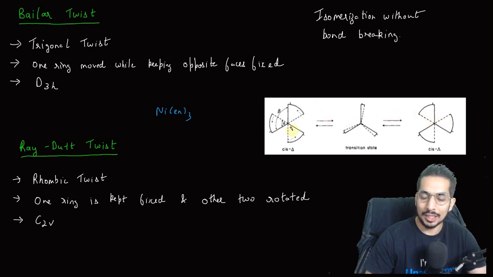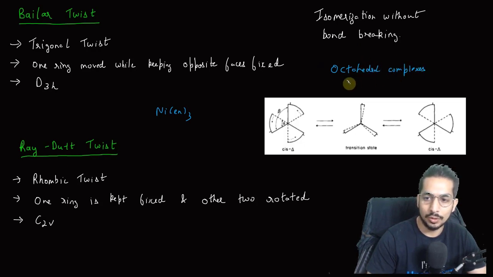And now what has been proposed is, what are these Bailar twist and Ray-Dutt twist? These are mechanisms which have been proposed by which octahedral complexes undergo racemization. Okay, octahedral complexes undergo racemization.